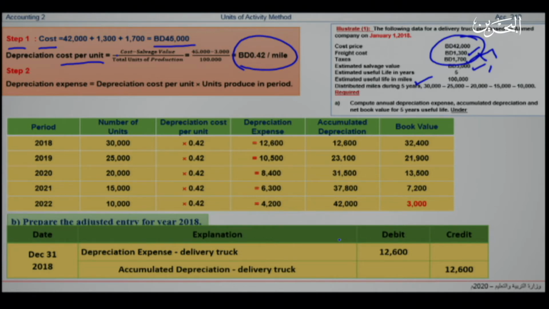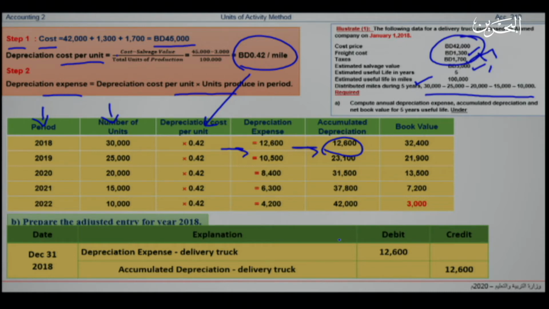The second step, my dear student, I should find the depreciation expense, and I will find it by applying this formula: the depreciation cost per unit multiplied by the units produced in the period. By applying this table, in the first column I should write the period. Then I should write the number of units, which are given in the question, for the 5 years. Then I will multiply it by the depreciation cost per unit that I found before. When I multiply the number of units by the depreciation cost per unit, I will get the depreciation expense. Then moving to the accumulated depreciation, for the first year I don't have depreciation expense before, so it will be the same for the first year.